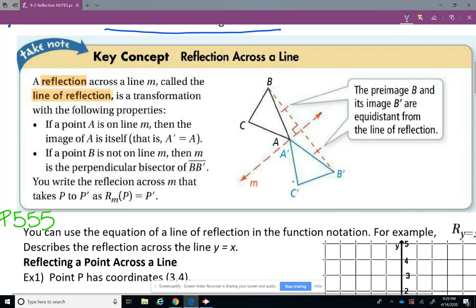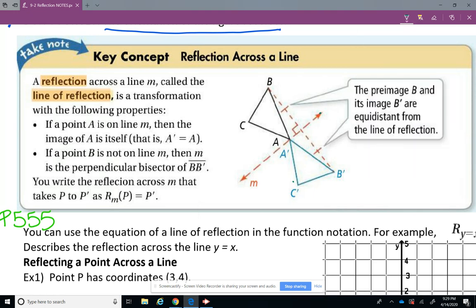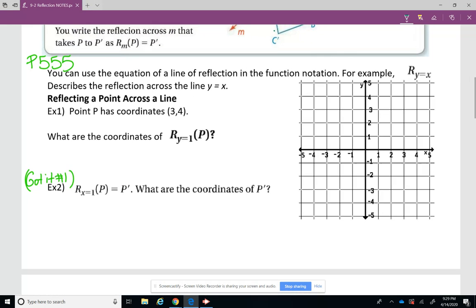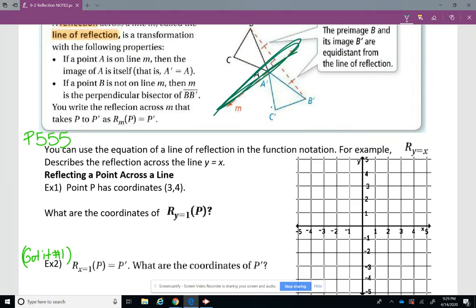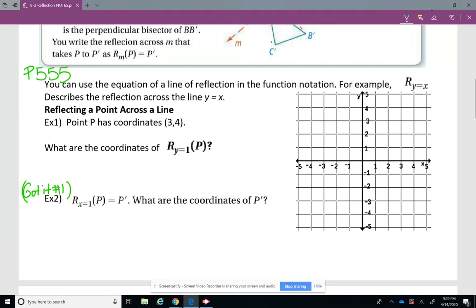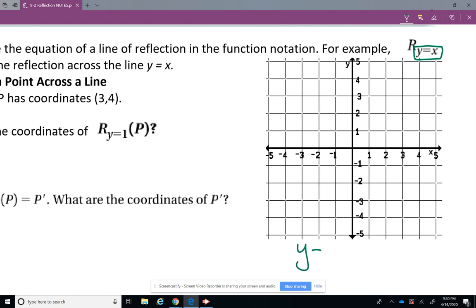All right, if you're doing your textbook, we're going to go ahead and jump to the next page, which is page 555. You can use the equation of a line of reflection in function notation. So for example, instead of saying that this was line M, if you were on a coordinate graph and you wanted to reflect it over this particular line, y equals x. Well, first of all, let's talk about that line for a minute. That's slope-intercept form. y equals mx plus b.